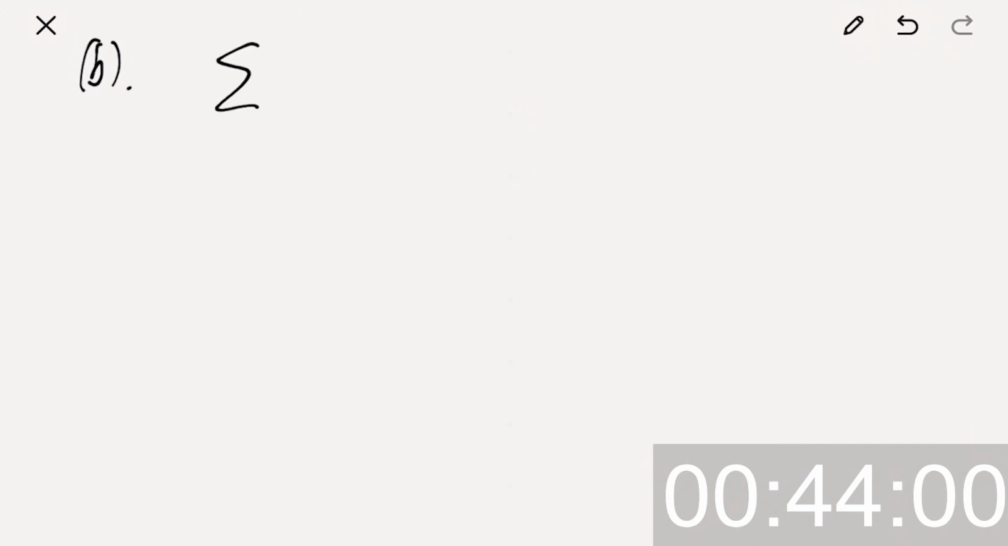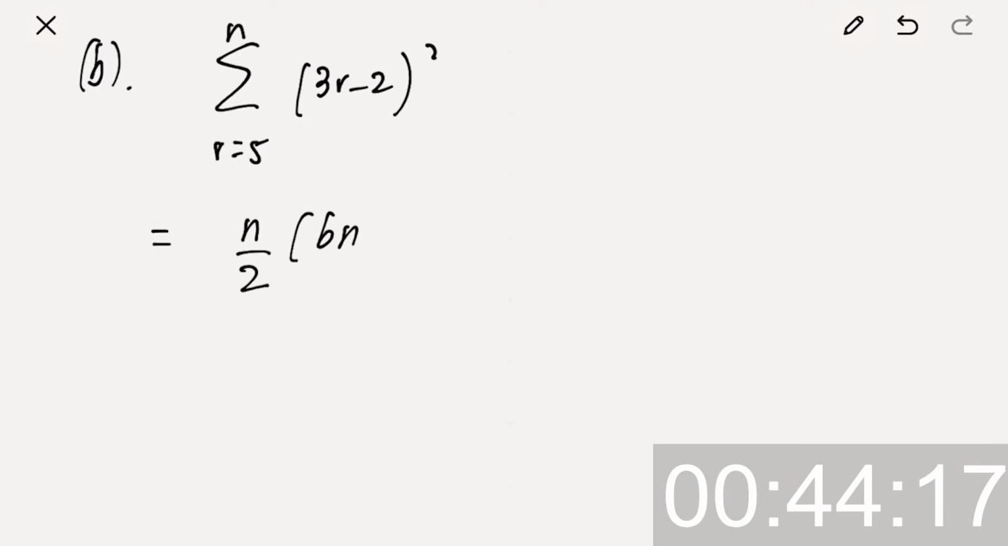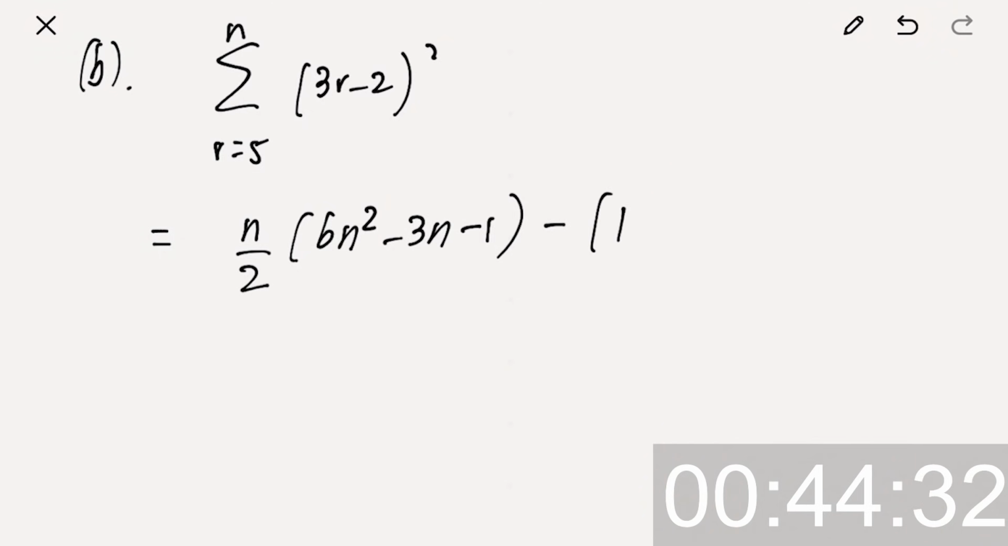So 6b. Right, so let's start with that first term. So I need to know the sum from r equals 5 to n, 3r minus 2 squared. So now I know the sum from 1. So what I can do is use our formula, which we got as well. So n over 2, 6n squared minus 3n minus 1. So we take our full formula and then need to subtract away the term when r is 1. That's just 1 squared, so minus 1. When r is 2, I get 6 minus 2, which is 4, so that's 16. When r is 3, I get 9, 7, 49.